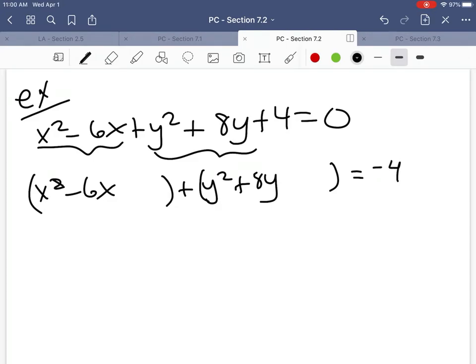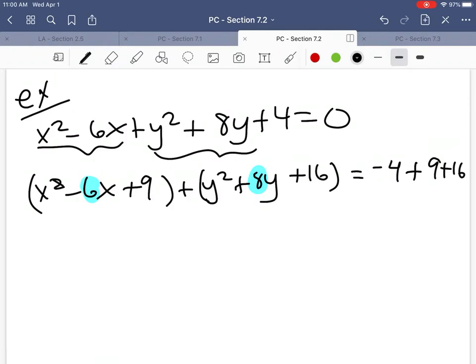So I have to complete the square. Remember, when you're completing the square, you take half of this middle number and square it. Half of 6 is 3, and 3 squared is 9. So I'm going to add 9 here. Well, I'm adding 9 to that side, so I have to add 9 to this side to be fair. Same thing with the 8 over here. I take half of 8, which is 4, and 4 squared is 16, so I add 16. So I have to add 16 over here.